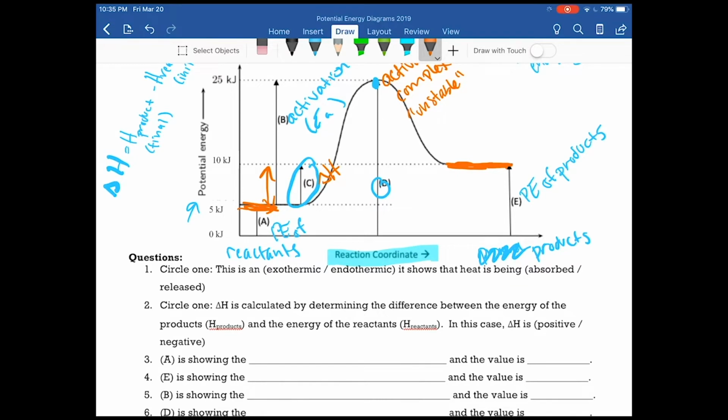So jumping into question 1, it's asking if it's endothermic or exothermic. Before we talked about delta H, and if it's positive, that meant it is endothermic because heat is absorbed. And if you had a negative value, that meant exothermic because heat was being released. So again, it all comes down to this delta H value, the products minus the reactants. A quick way to think of it is looking at where you started and looking at where you ended.